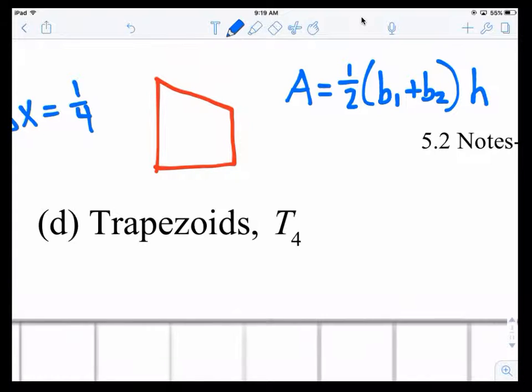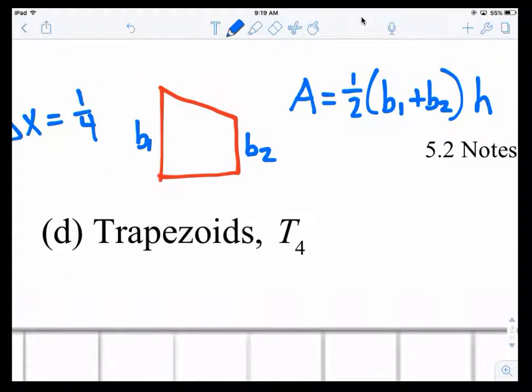Okay. Now what we're going to do is we're going to use the height to be delta x. Okay. And then the side lengths are going to be your 2 bases. All right. So this would be like B1, and this would be B2, and then this will be the height. Just delta x.